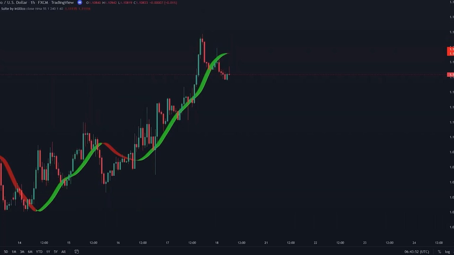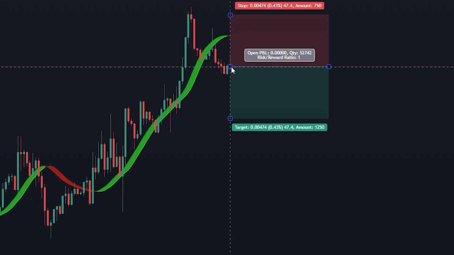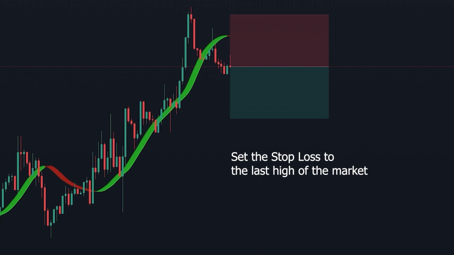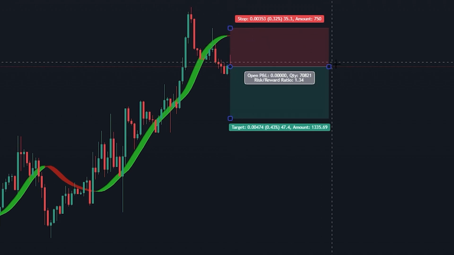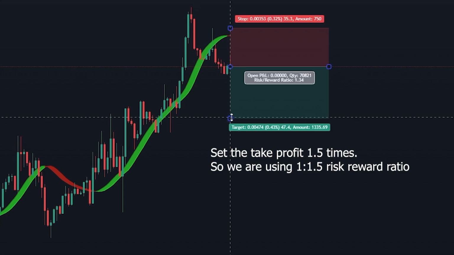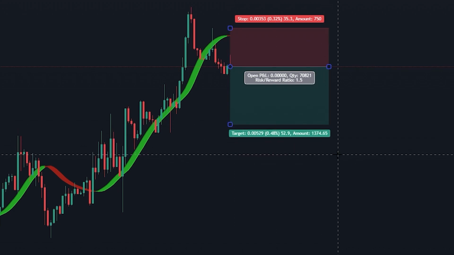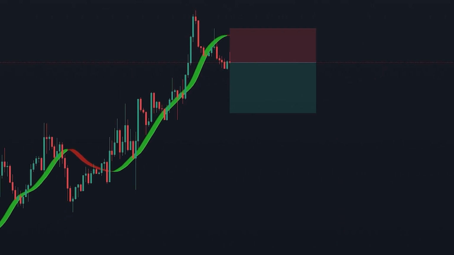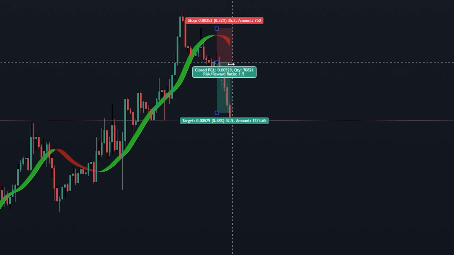Now you can see in the chart. The Hull Suite Indicator color changes from green to red. We can go for a sell or short transaction. Set the stop loss to the last high of the market. Set the take profit 1.5 times, so we are using 1 to 1.5 risk-reward ratio. Let's see how this trade turns out. This trade hit the take profit level.